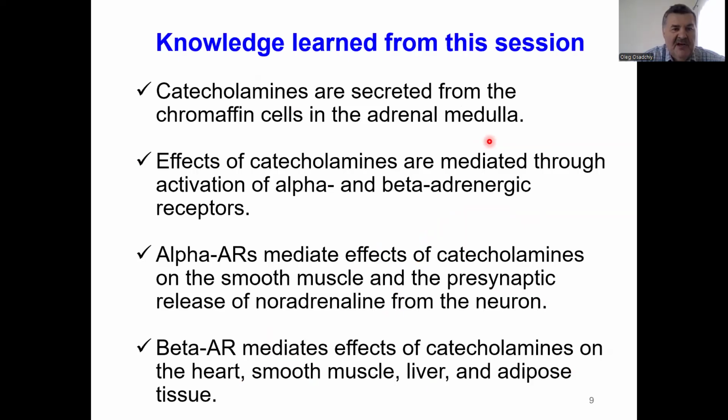Now, let's briefly summarize what you learned from this session. Now you know that catecholamines are secreted from the chromaffin cells in the adrenal medulla. You also learned that effects of catecholamines are mediated through activation of alpha and beta adrenergic receptors. And in particular, alpha adrenergic receptors mediate effects of catecholamines on the smooth muscle and the presynaptic release of noradrenaline from the adrenergic neuron, whereas beta adrenergic receptors mediate action of catecholamines on the heart, the smooth muscle, liver, and adipose tissue.